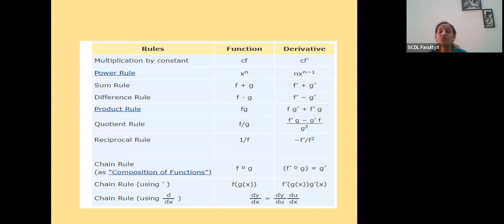Derivative in the bracket, dy by dx of f plus g, or d by dx of f plus g, is equal to f dash plus g dash. Difference rule means subtraction rule, f minus g, so the derivative is f dash minus g dash. Product rule, f g: f g dash plus f dash g. Quotient rule, f upon g.